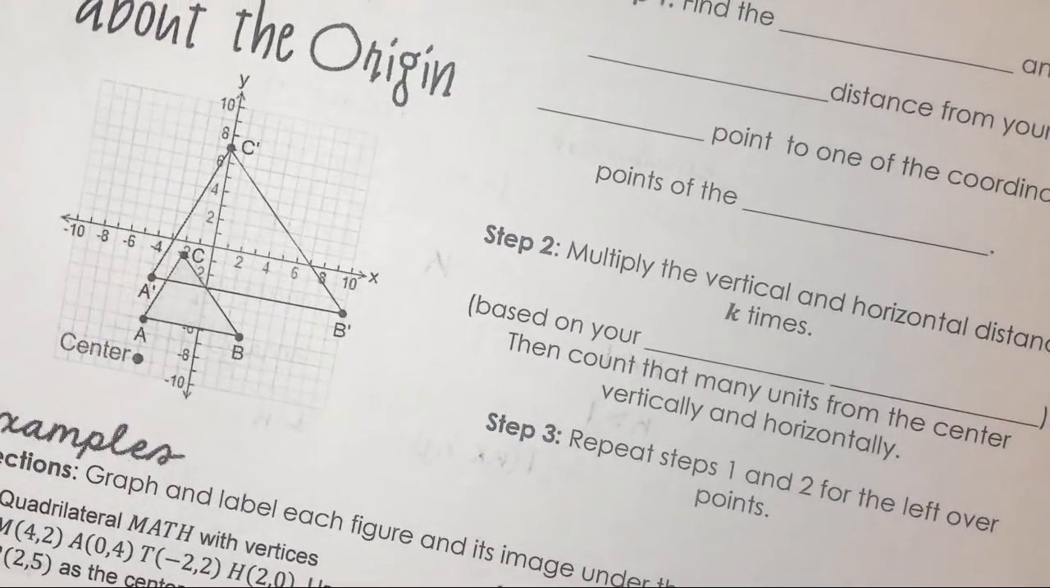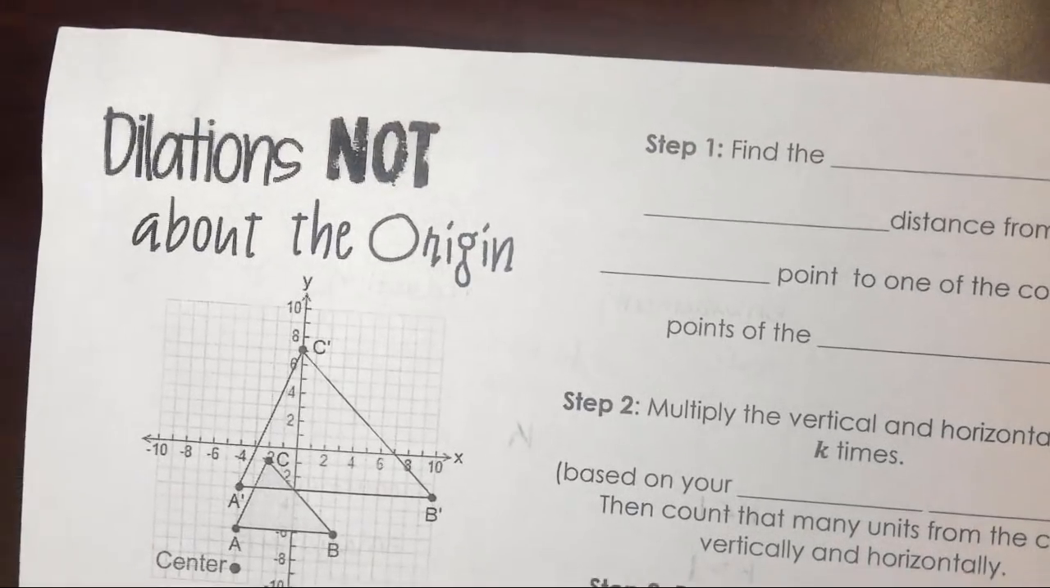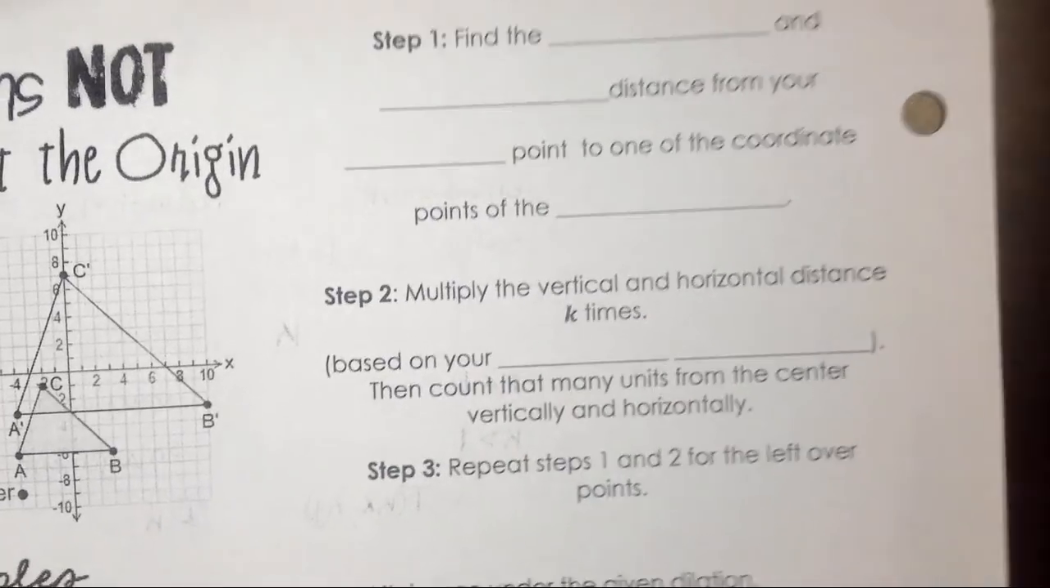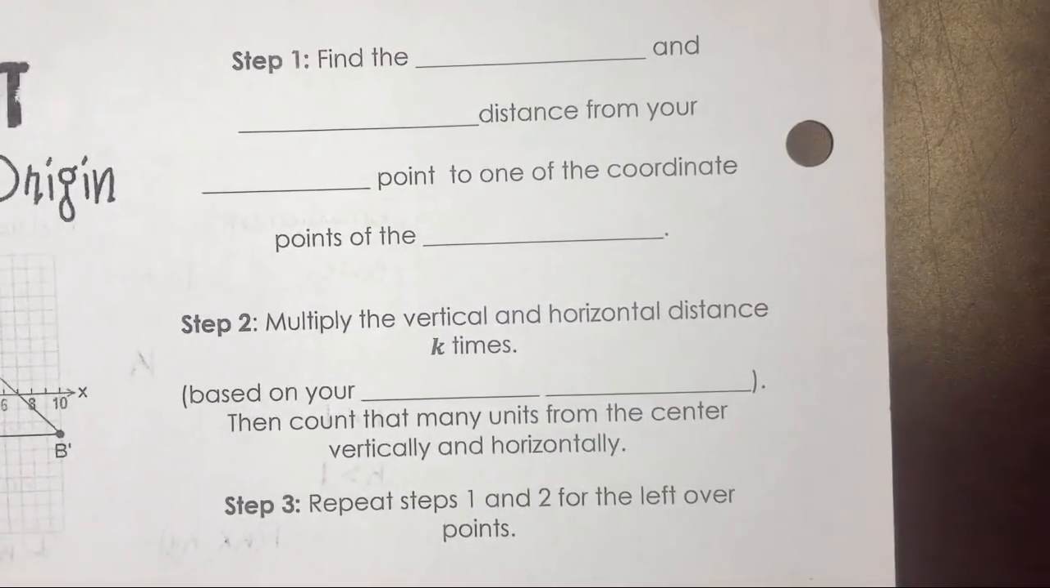On the back, you're going to do it around the point that they pick for you. These are dilations not about the origin. It's from another center point, and they're going to pick it for us. But you've done something similar to this before, so it should be straightforward. It shouldn't be that hard for you.